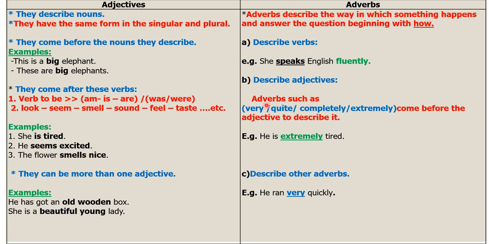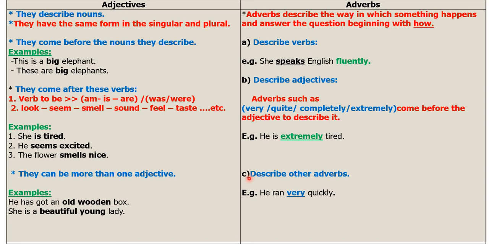Okay, so we use adverbs to describe adjectives, to give a degree to the adjective. We have adverbs such as very, quite, completely, extremely, and they come before the adjective to describe it. He is extremely tired. He's not just tired, he's extremely tired. He's very tired. So it gave a degree to this adjective.